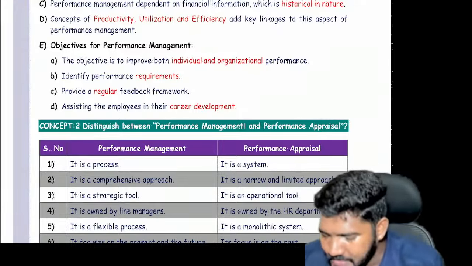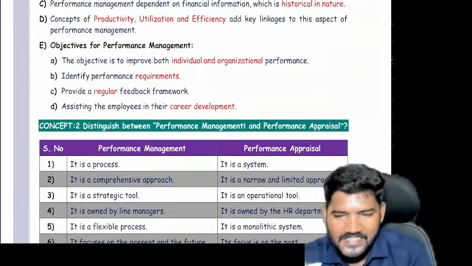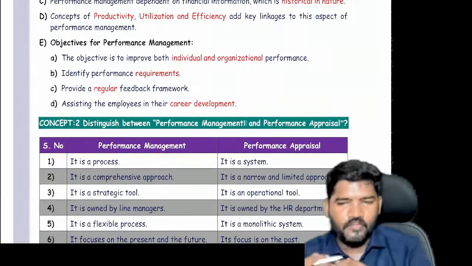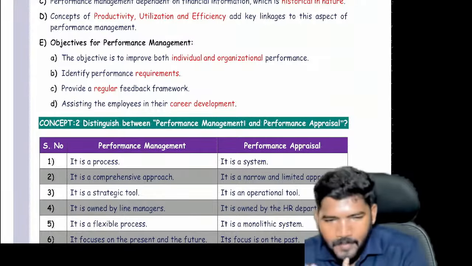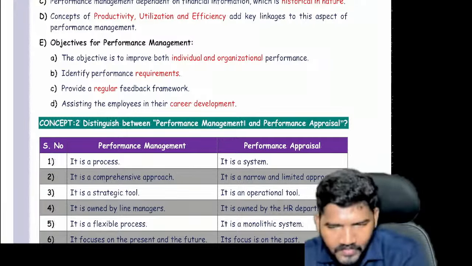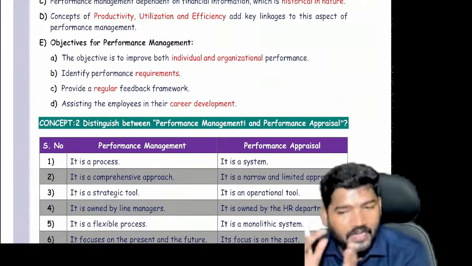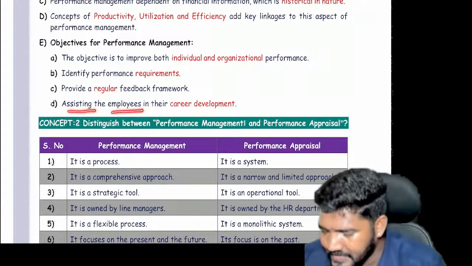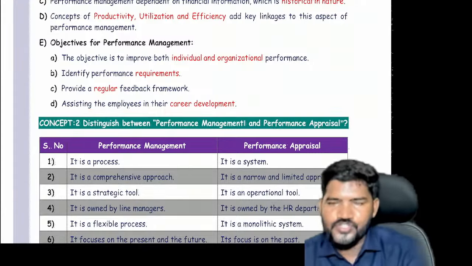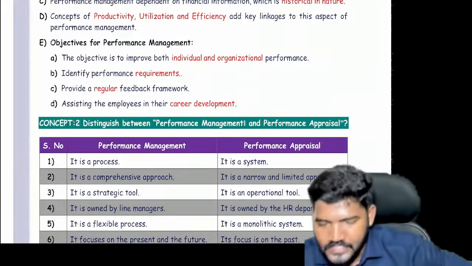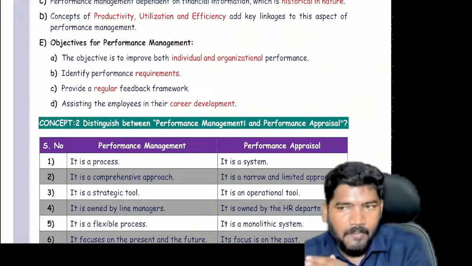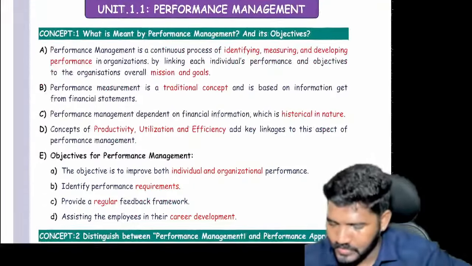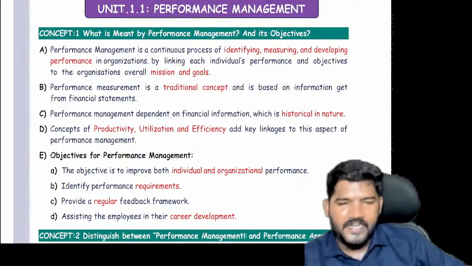Next, identify the performance requirement. So where performance analysis is required, we can easily assess it if you implement this. Next, provide a regular feedback framework. If you provide regular feedback to your employees and the top level management, they will rectify and they can work for the organization. That is called a regular feedback framework. And the fourth one is assisting the employees with their career development. If you give bonuses and free skill development programs, this will help their growth. If employees grow, automatically they work for the organization, and our organization will also grow. So these are the first concept, guys: what is meant by performance management and its objectives.